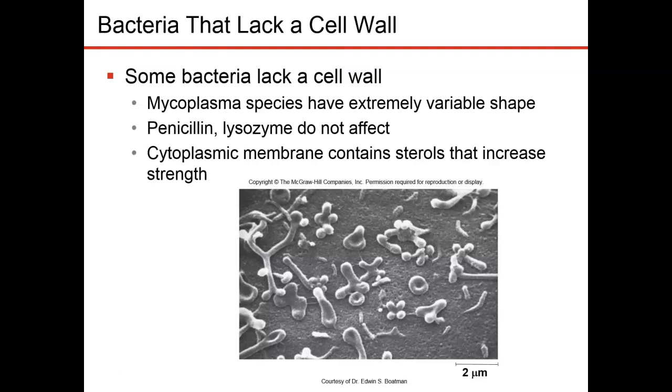Because they have no cell wall, penicillin and lysozyme have no effect on them. The cytoplasmic membrane contains sterols that increase strength. So just like we have sterols in our cells, bacteria have their own sterols. And these sterols help to maintain the strength and rigidity of the plasma membrane. Because they have no cell wall, they also have multiple shapes. So they are called pleomorphic. They're able to change in shape.